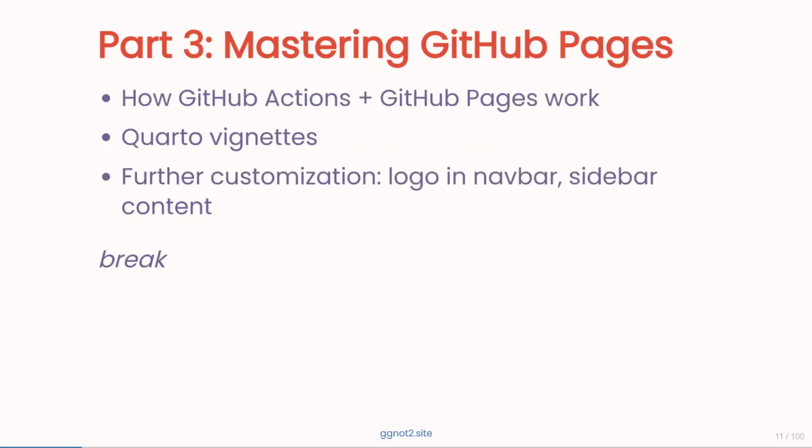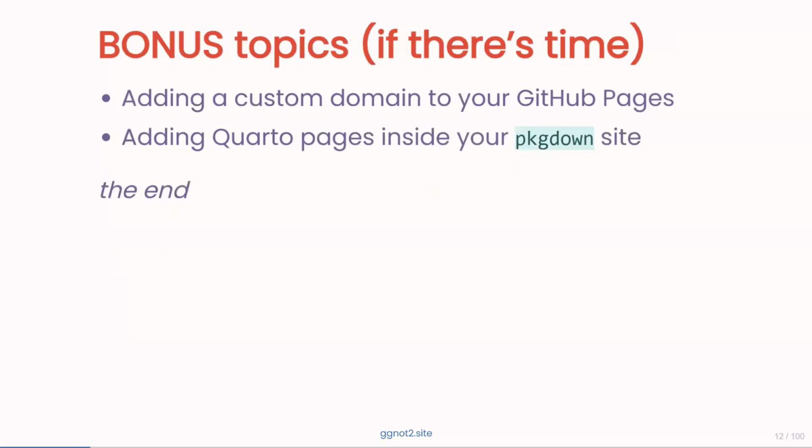And then for the last part, we're going to get really in depth with GitHub Actions and GitHub Pages and customize things at a much deeper level. And then depending how much time we have at the end, we'll talk about some more advanced stuff like adding custom domains to your GitHub pages or adding Quarto websites or other Quarto content inside your pkgdown site.